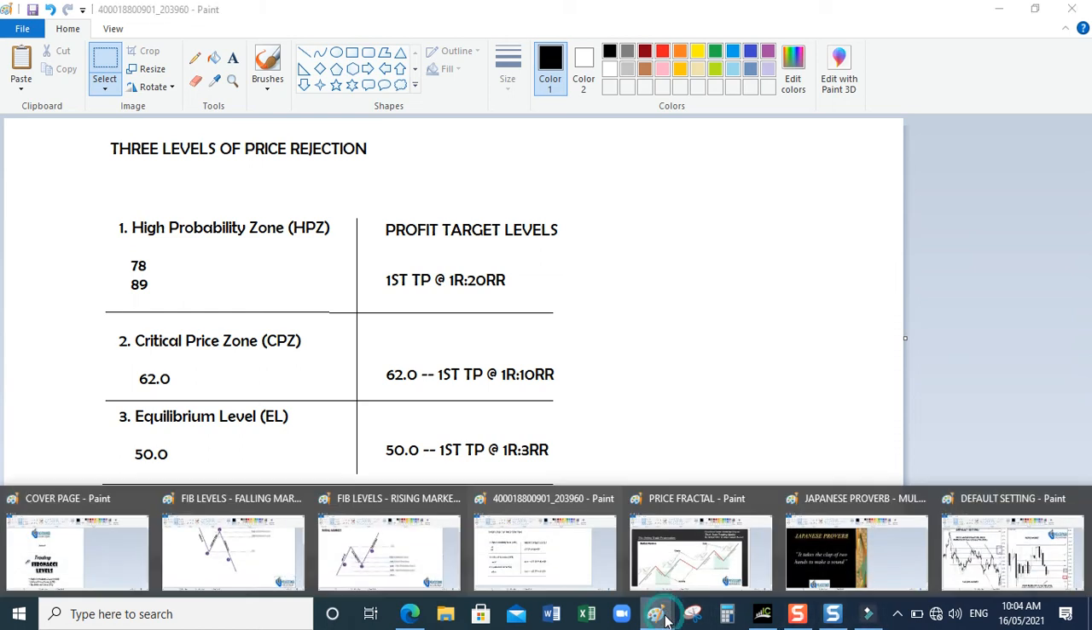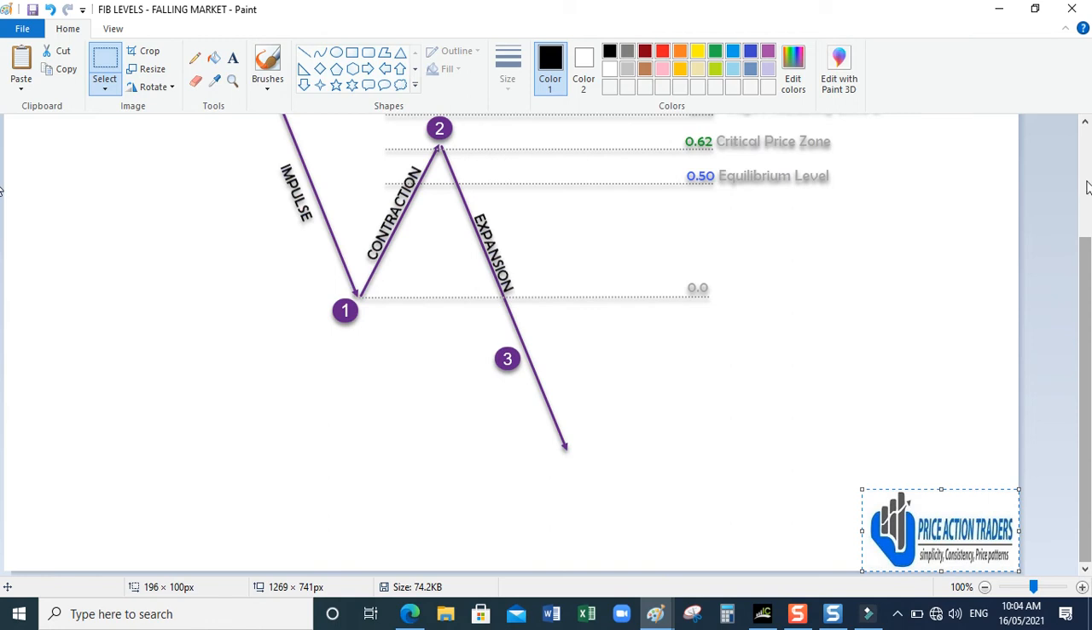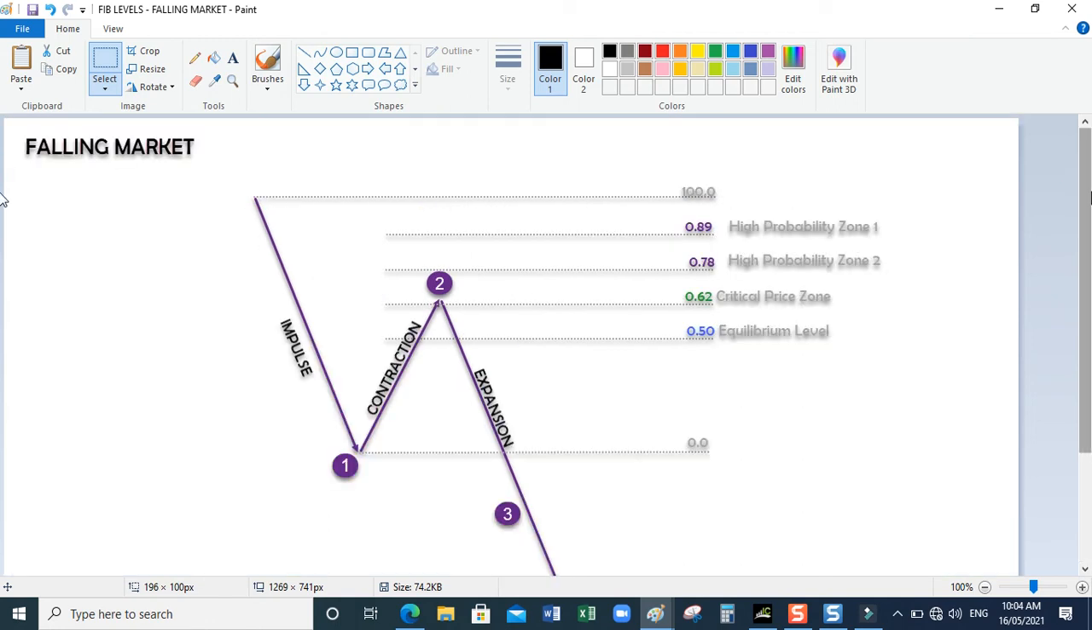So now, in a falling market, this is how price reacts. This is the setup, the pattern you have. The market is coming down. This is a bearish impulse. Market moves from here downward to point 1. Point 1 is an impulse. Then the market moves upward. It retraces upward, a counter movement against this impulse, to point 2, which is your point of retracement.